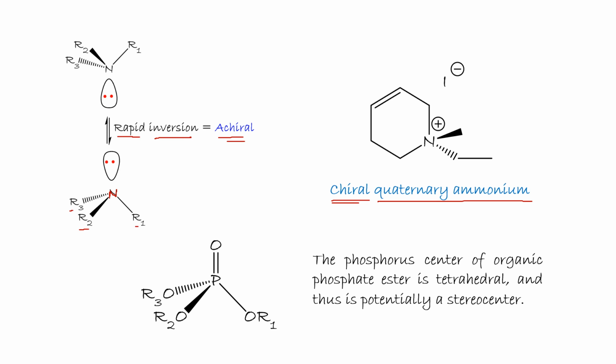If you have a phosphate ester, the phosphorus center of an organic phosphate ester is tetrahedral and thus is a potential stereocenter. This phosphorus is a potential stereocenter.